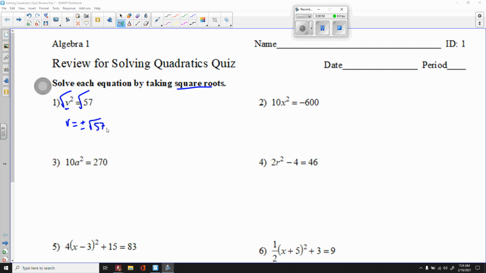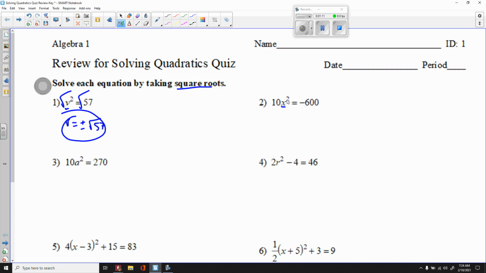And so when we look at the square root of 57, are there any perfect square factors that go into 57? Nope. So that is our final answer. And so the same thing with question number 2. I only see one x. So to get x by itself, I got to go in the opposite order.